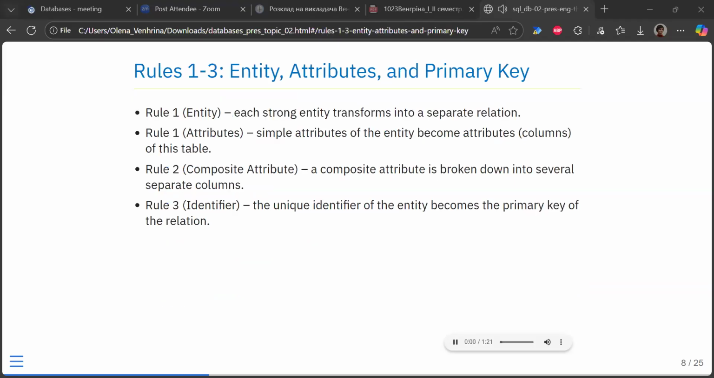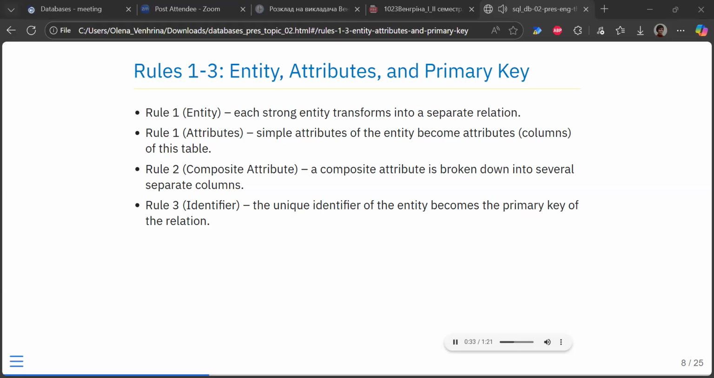So, we begin examining the algorithm. The first set of rules concerns the entity itself, that is, what to do with the rectangle and its ovals from our diagram. The rules are very logical. Rule 1 states that each strong entity, such as student or group, transforms into a separate table, which we now formally call a relation. Simple attributes of this entity, like date of birth or group name, simply become columns in this new table. Rule 2 concerns composite attributes, which we discussed in Lecture 1.